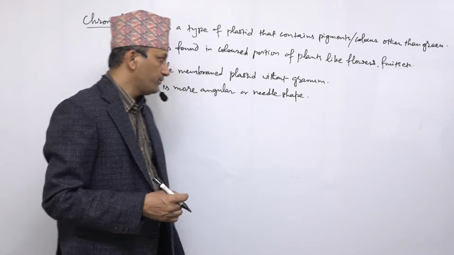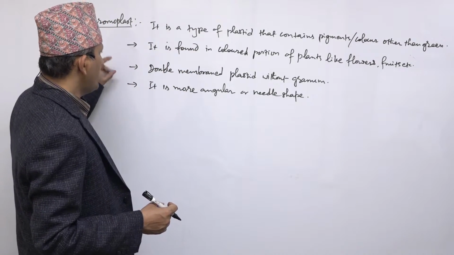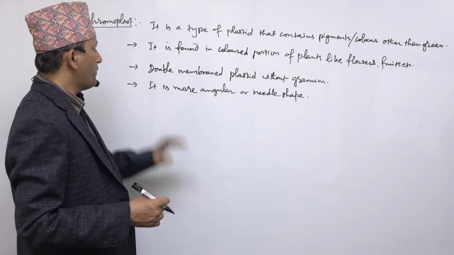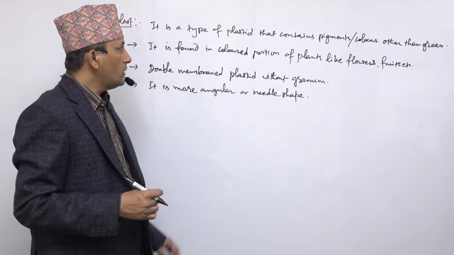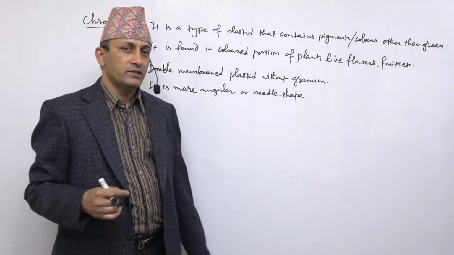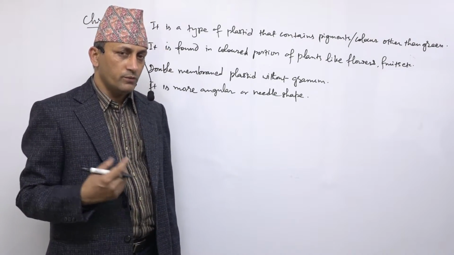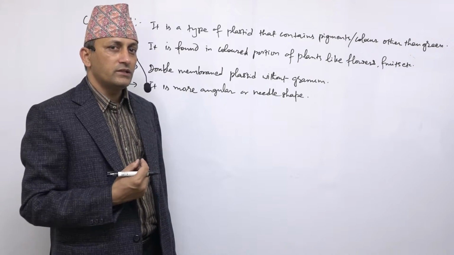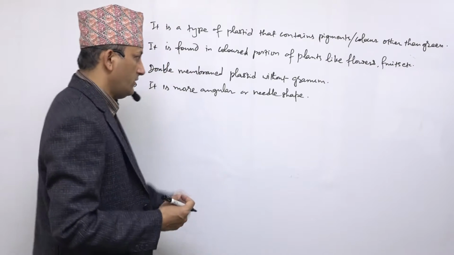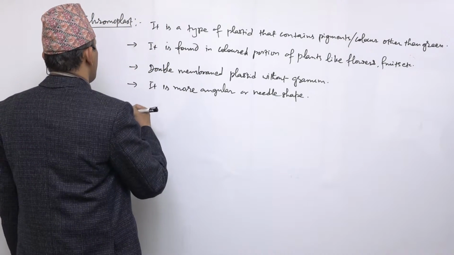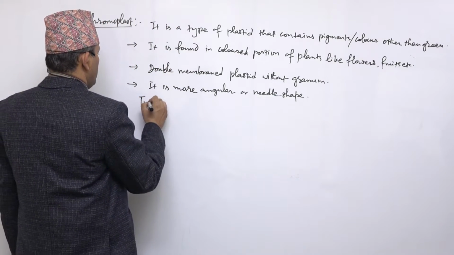Needle shape. So this is about the chromoplast structure. Now there are different types of chromoplast. Why? Because chromoplast contains different types of pigment inside it. So based on the pigment found inside this chromoplast, chromoplasts are grouped into two. Mainly there are two main types of the chromoplast.